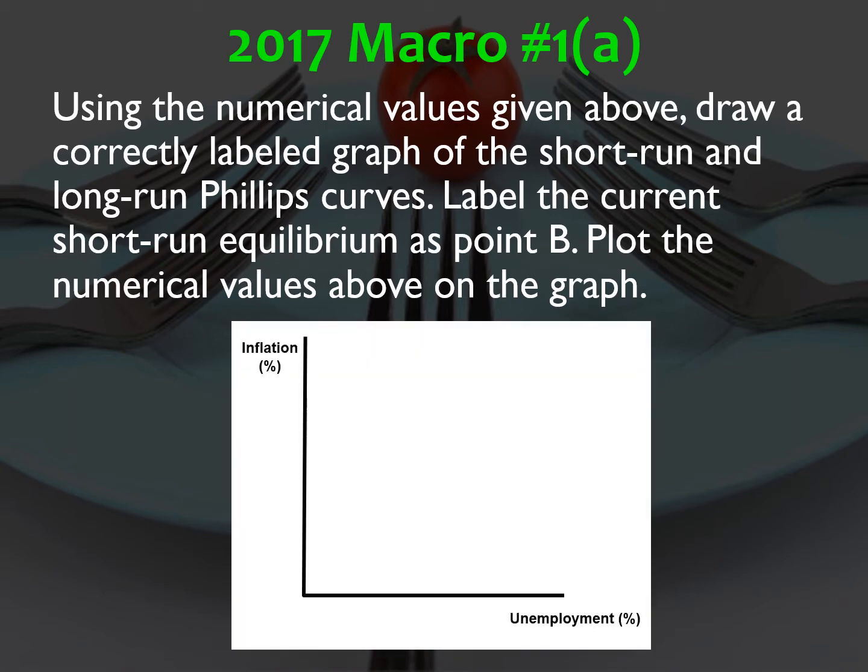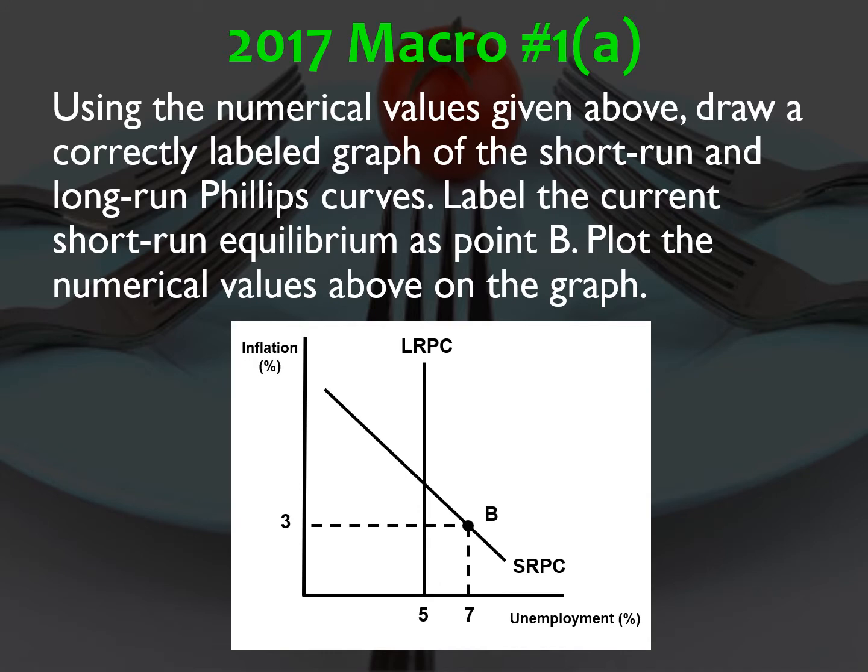So here is your Phillips curve, inflation on the y-axis, unemployment on the x-axis, long-run Phillips curve vertical, short-run Phillips curve downward sloping. 5% is the natural rate of unemployment. 3% is the current rate of inflation. 7% is the current unemployment rate, which is at point B.